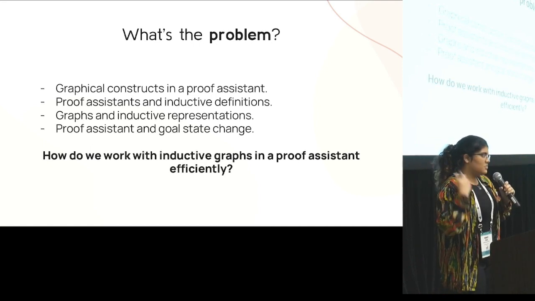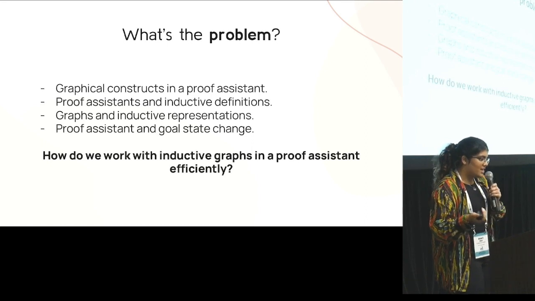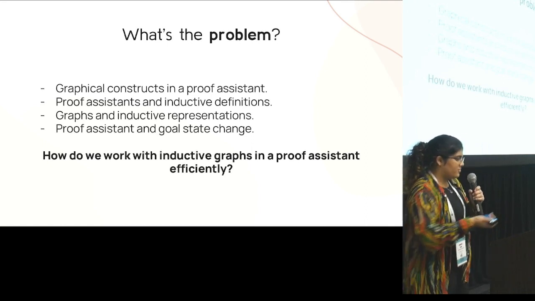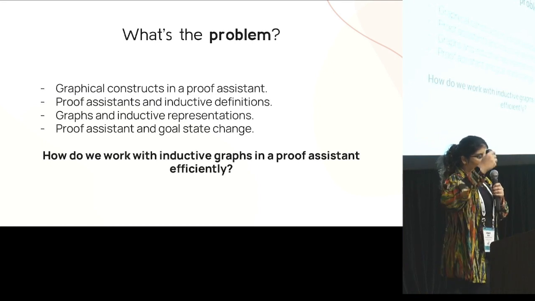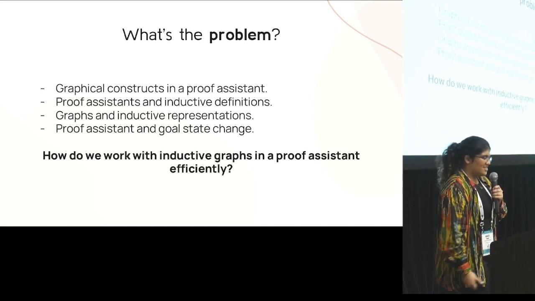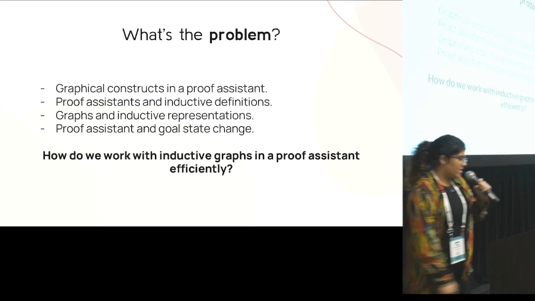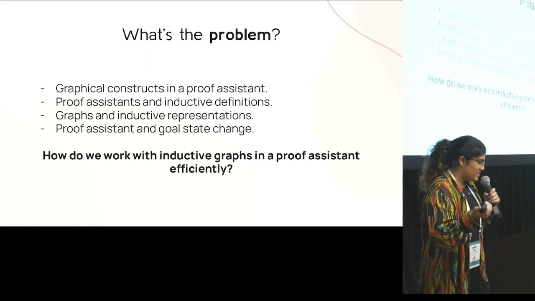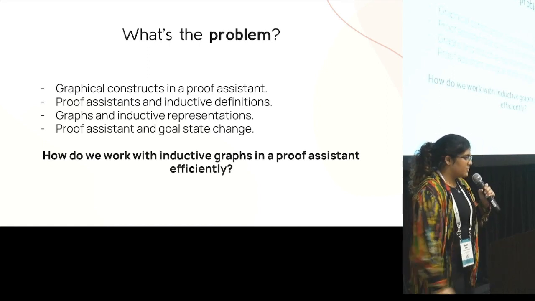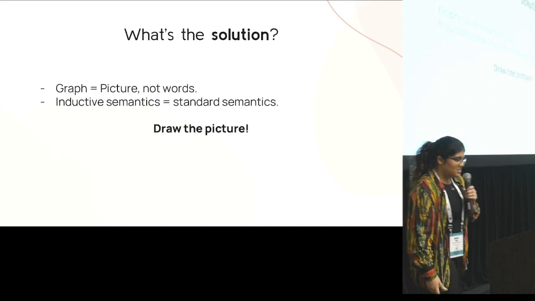The way I usually work with data structures that are really hard to look at is I will draw them out. If it's a graph, I will draw it out. But because you have something that's changing so often, it really doesn't make sense to draw it out manually. And why do that when you can have something better? So the question here is, how do we work with inductive graphs in a proof assistant efficiently?